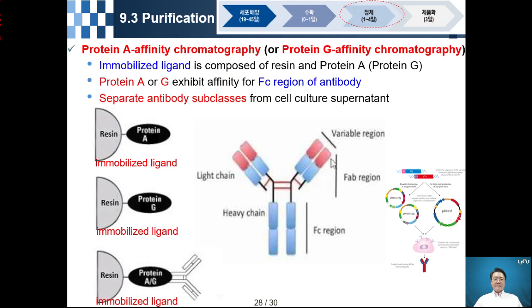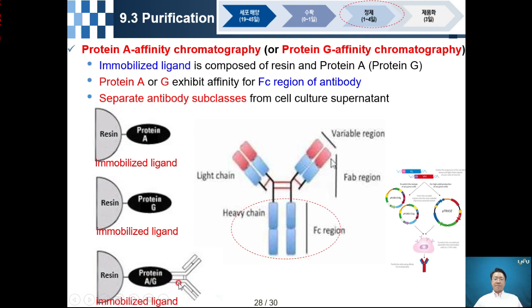Okay, so in this slide, I will explain protein A affinity chromatography and protein G affinity chromatography. For example, in protein A affinity chromatography, the immobilized ligand is composed of resin and protein A. How about protein G affinity chromatography? In protein G affinity chromatography, the immobilized ligand is composed of the resin and protein G. Usually protein A or protein G exhibits affinity for the Fc region of the antibody. This is the antibody structure, which is composed of the heavy chain and light chain. We call this region the Fab region, and we call this region the Fc region.